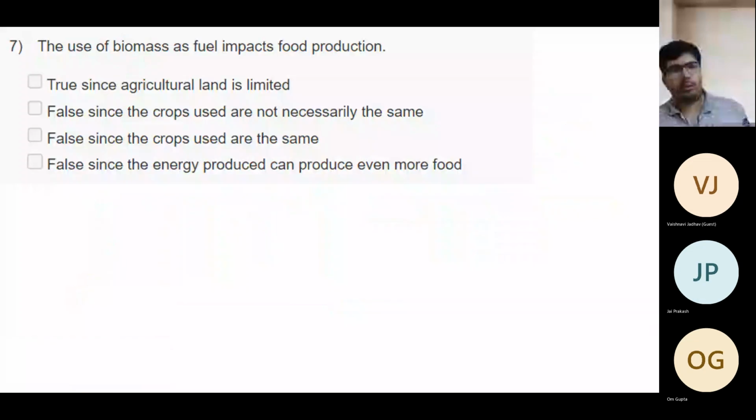Question number 7. The use of biomass as fuel impacts food production. So go through the whole option, take 2 minutes.